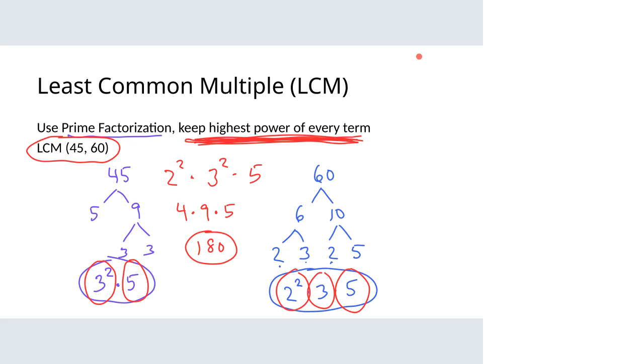Be a little bit careful with that, because we have 3 squared and we have a 3. We're only keeping the highest power. We don't keep all 3 of them. We just keep 3 to the second power.